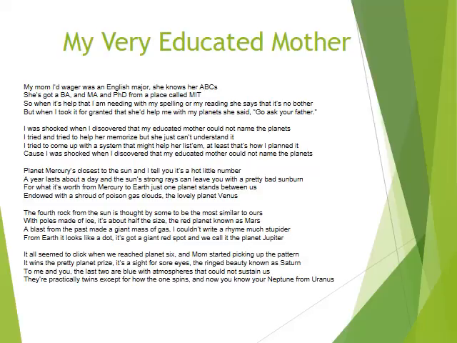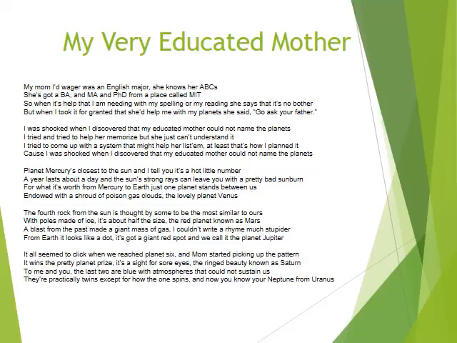My mom, I'd wager, was an English major. She knows her ABCs. She's got a BA, an MA, and PhD from a place called MIT. So it has helped that I am needing with my spelling and my reading. She says, it's no bother. But when I took it for granted that she'd help me with my planets, she said, go ask your father. I was shocked when I discovered that my educated mother could not name the planets. I tried and tried to help her memorize, but she just can't understand it. So I came up with a system that might help her list them. At least that's how I planned it.